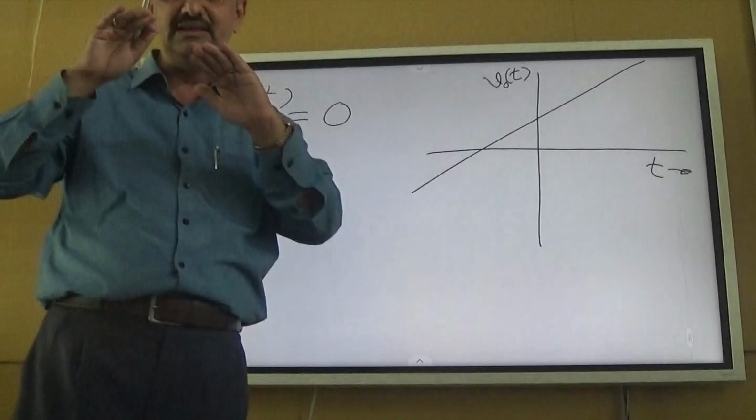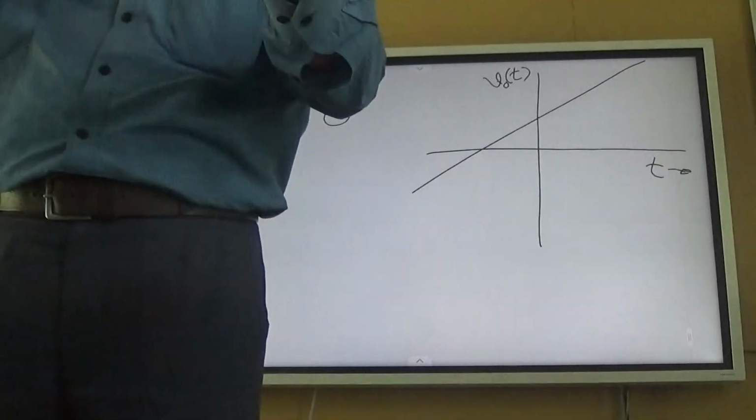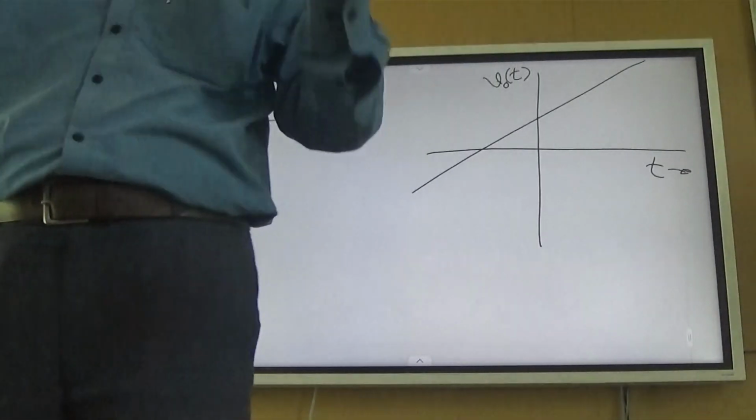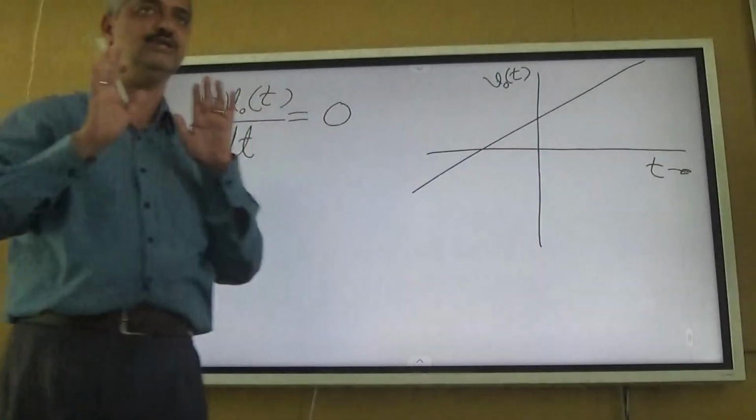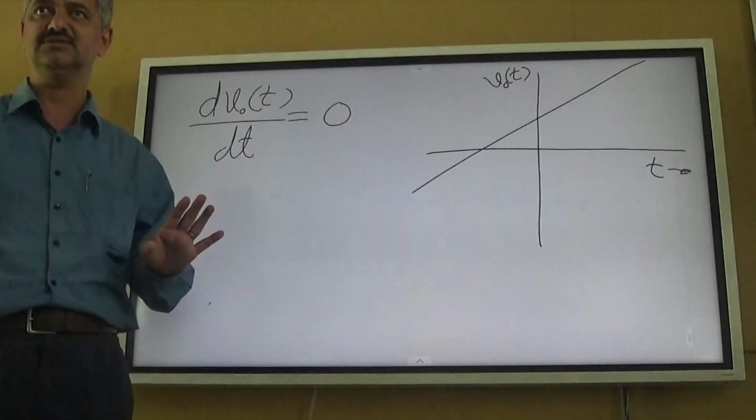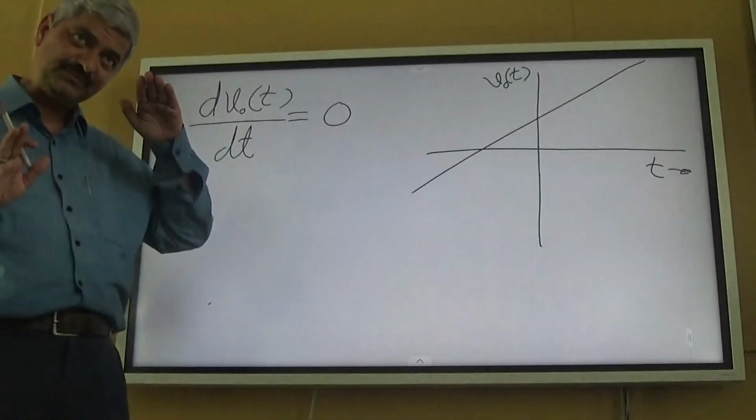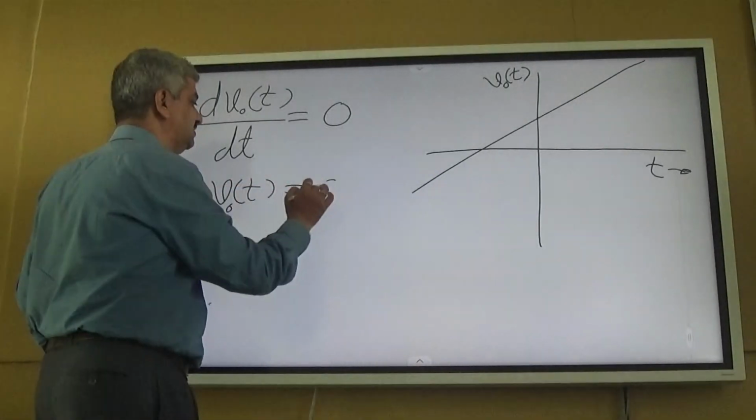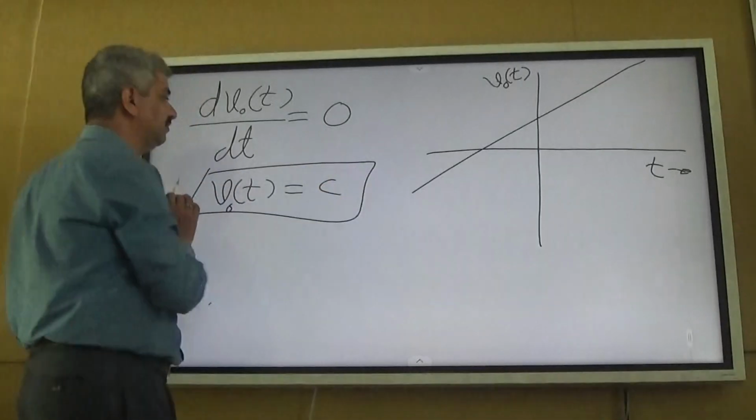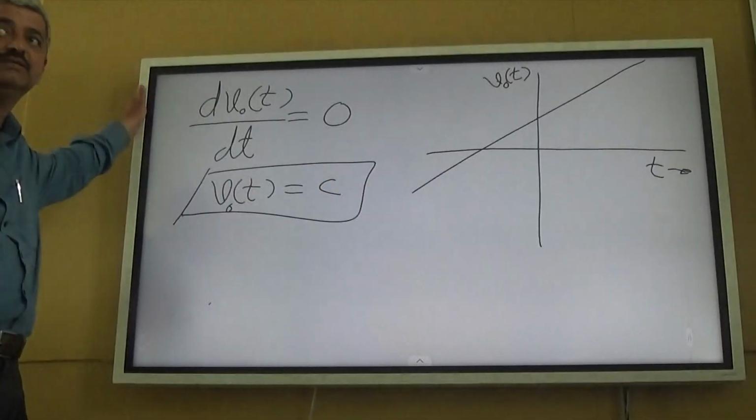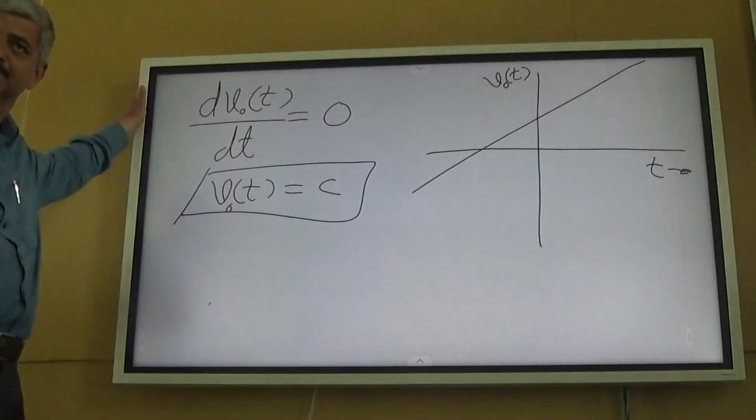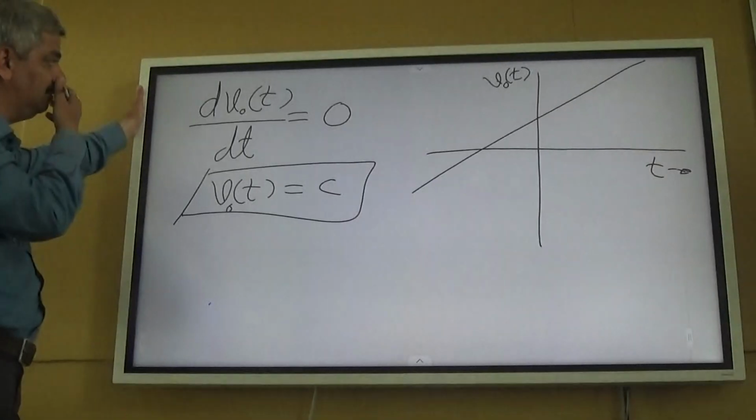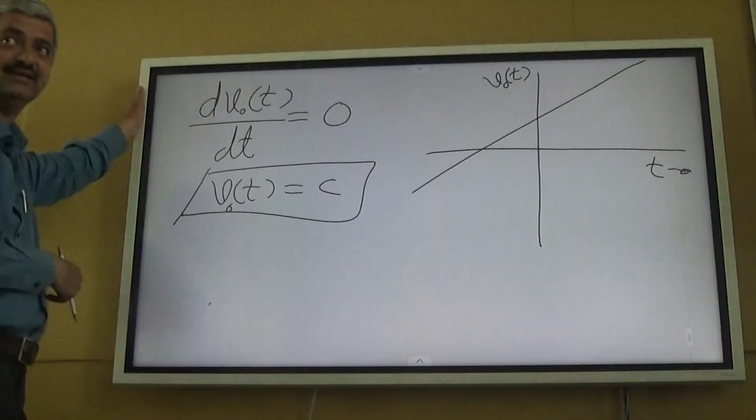Is it clear? Even though it is not unique, it is not anything. Are you getting me? The differential equation dVOT by dt equal to 0 has infinite solutions. So the solution is VOT equal to C, where C is any real constant. Okay, right? So it's by intuition.